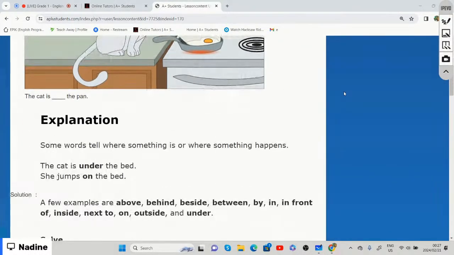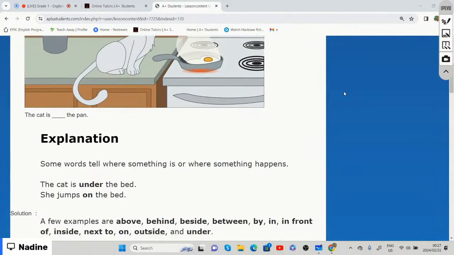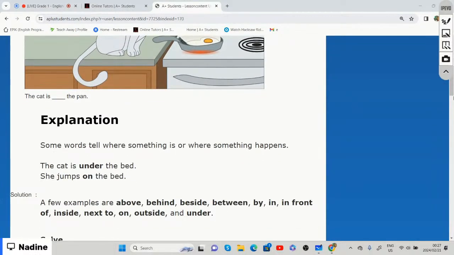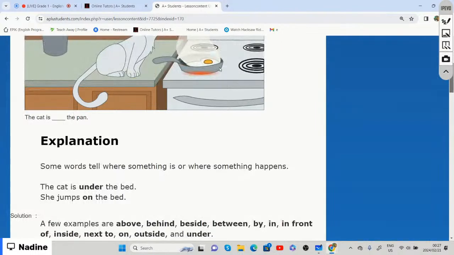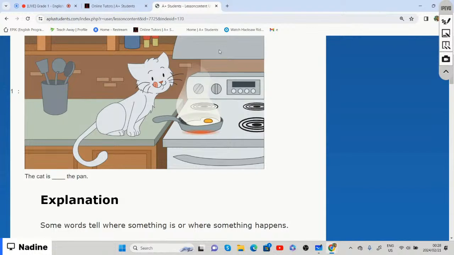We can use words like above. So now we need to ask ourselves, is the cat above the pen? Is the cat behind the pen? Beside the pen? Is the cat between the pen? Is the cat by the pen? Is the cat in the pen, in front of the pen, inside of the pen? Is the cat next to the pen, on the pen, outside the pen, or is the cat under the pen? We need to say where the cat is in the pen.